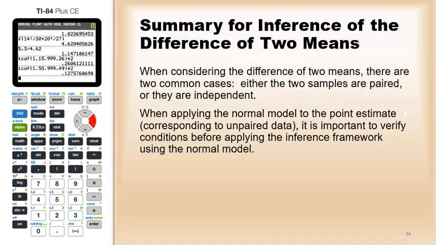When considering the difference of two means, there are two common cases. Either the two samples are paired, or they are independent, or unpaired. When applying the normal model to the point estimate, corresponding to unpaired data, it is important to verify the conditions before applying the inference framework using a normal model.